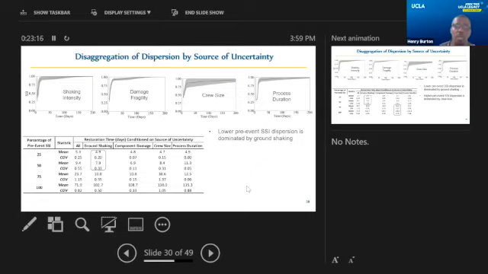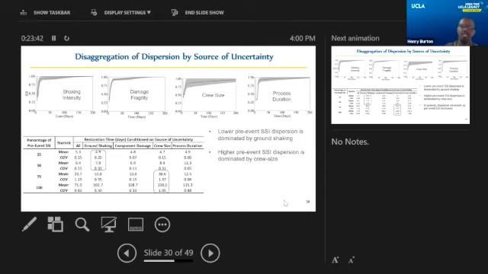But if we look closer, we can see that again the type of uncertainty that dominates depends very much on the metric. So for example, at lower pre-event SSI dispersion, it is actually dominated by ground shaking intensity, whereas if you're looking at higher pre-event dispersions, it's dominated by the crew size.